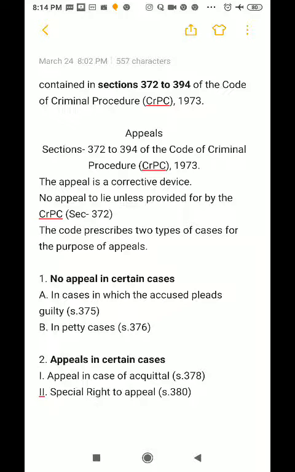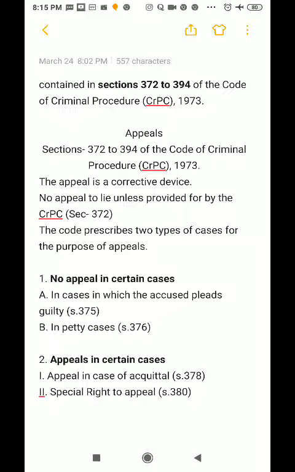Number 1. In cases in which the accused pleads guilty. According to Section 375 of the Code of Criminal Procedure, if any accused pleads guilty before the court, then no appeal lies in those cases.